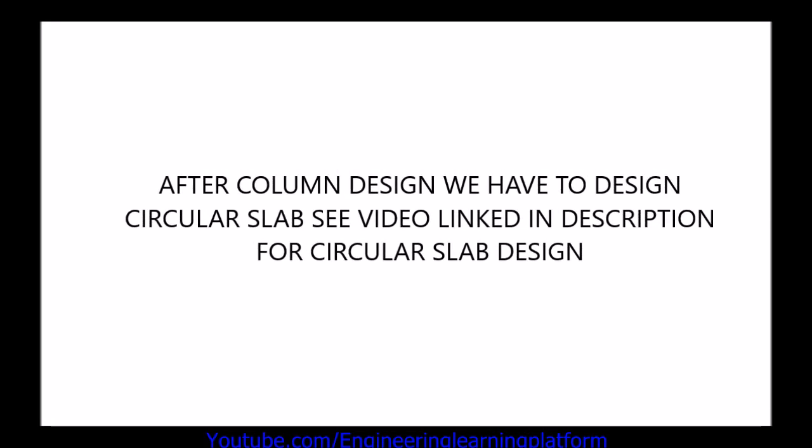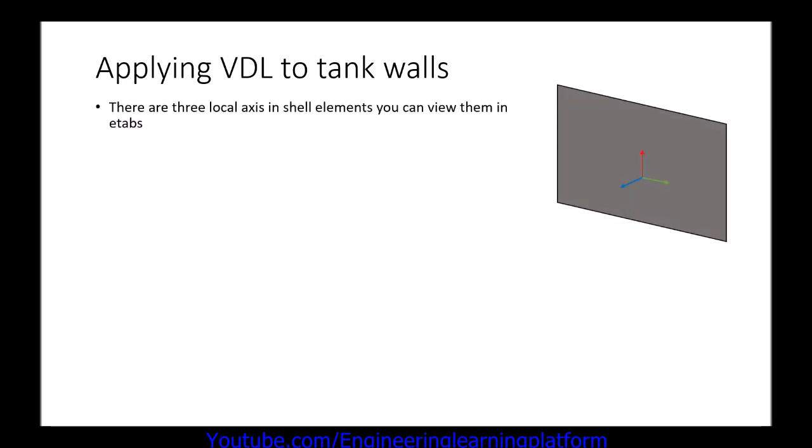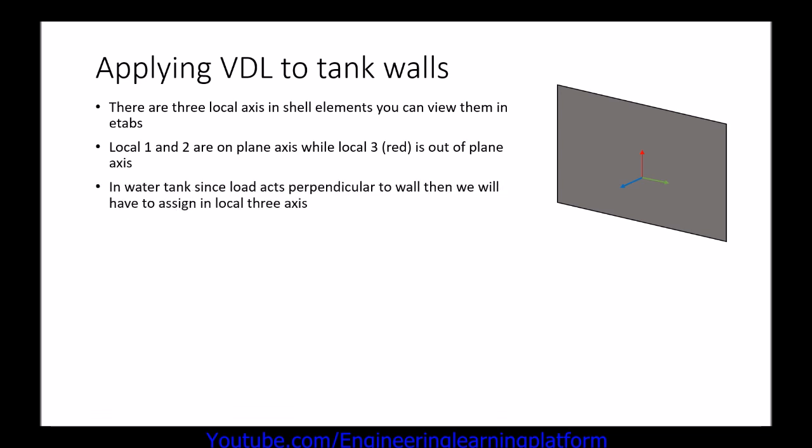Just to demonstrate. After the column design, we have to design the circular slab whose wing is given in the description. Now for the tank wall design, we need to remove the load from the base of the slab and then assign the VDL load to the water tank. Otherwise the base shear would have been increased a lot.